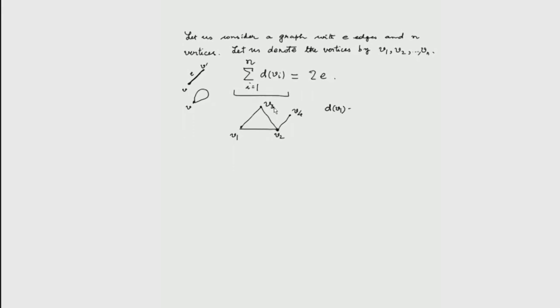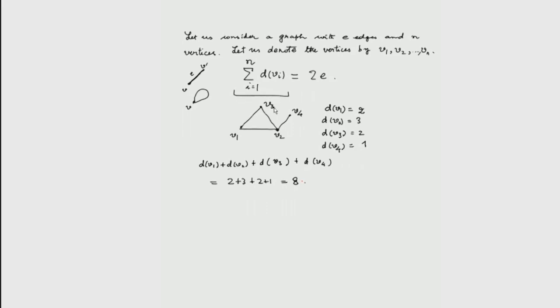Now, degree of V1 is equal to 2, degree of V2 is equal to 3, degree of V3 is equal to 2 and degree of V4 is equal to 1. Now, if I add all of them, degree of V1 plus degree of V2 plus degree of V3 plus degree of V4 is equal to 2 plus 3 plus 2 plus 1, which gives me 8.